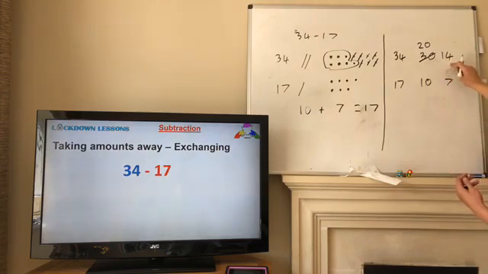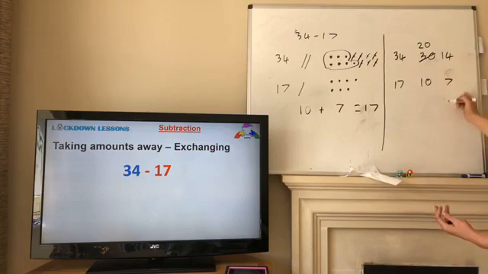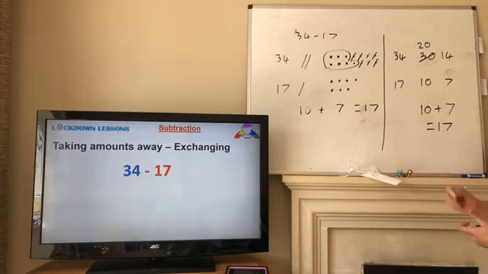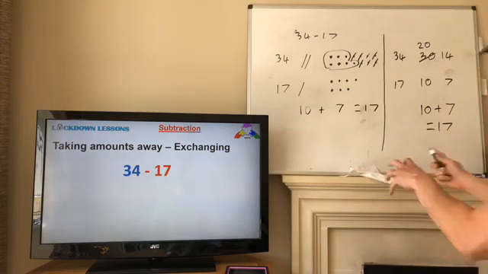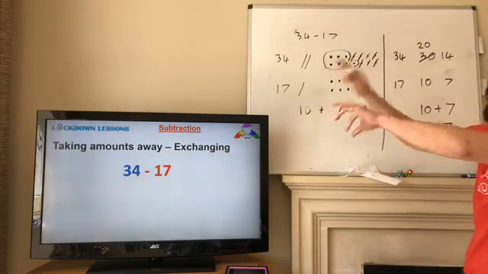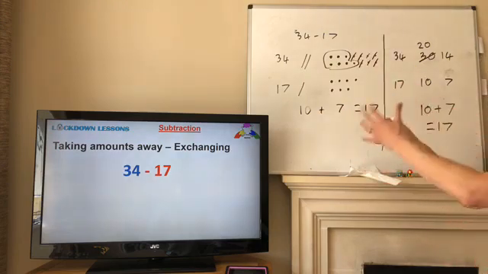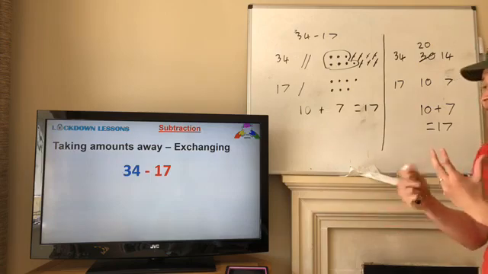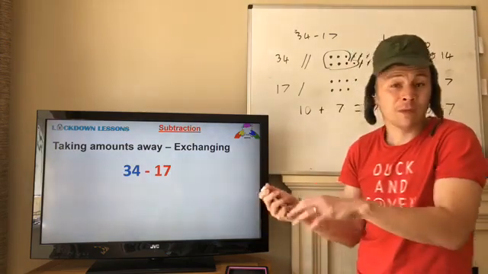You are then doing 14 take away 7, which you need to be able to do in your head. So 14 take away 7 is 7, and then we've got 20 take away 10, which is 10, same as before, 17, same answer. So I'm exchanging there without the dots. So that's what's going on, and then you get towards your column method, which you don't need at all at this stage. So this is a taking away version of subtraction.